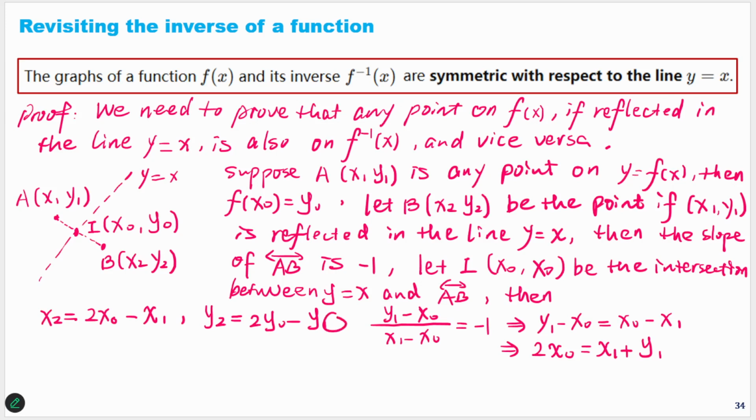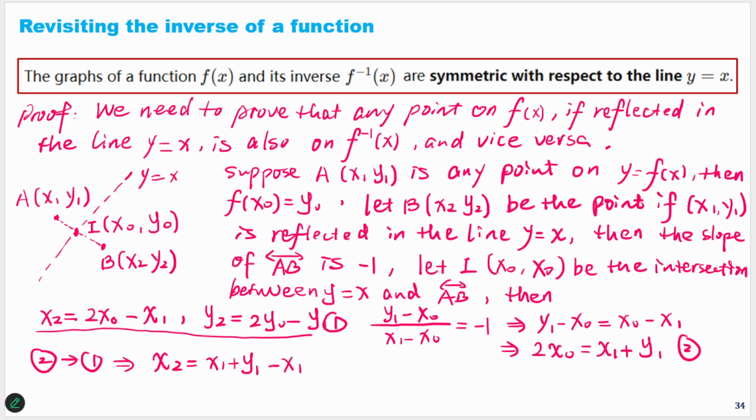Okay, so let's call this number 1 and this number 2. Then we can insert number 2 into equation number 1. Equation number 1 is actually a system of linear equations. If we insert 2 into 1, then this will give us, first of all, x2 equals, substitute 2x0 with x1 plus y1 here. So minus x1, which is y1, right? And similarly, y2 equals x1. Can you see that? x2 is actually y1, and y2 is actually x1.